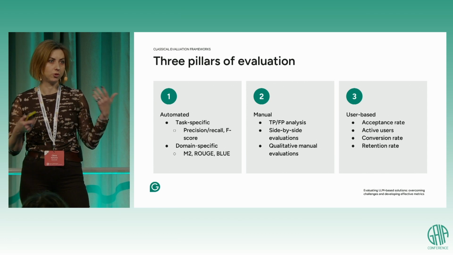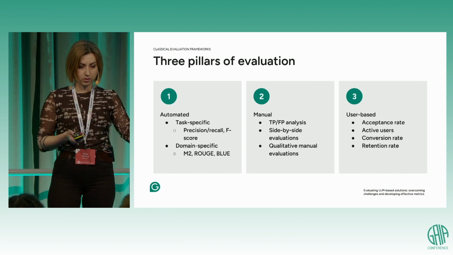Manual evaluation is something that your annotators will do, right? Human raters can perform it. It can be a TP/FP analysis. TP/FP stands for true positives and false positives, basically whether the output is correct or incorrect. They can also look at the data from a qualitative perspective, perform qualitative analysis, side-by-side evaluations or preference tests. So, a lot of options. And user-based metrics, let's say the acceptance rate, will demonstrate how many suggestions your users actually accept.